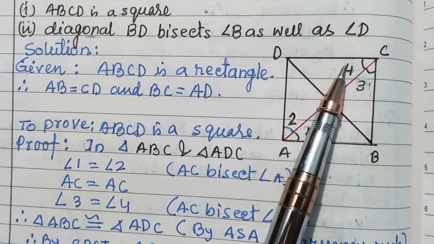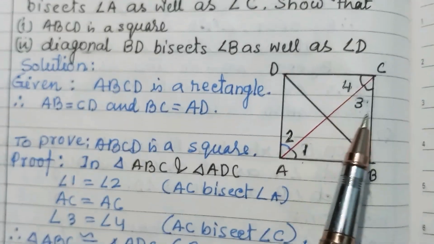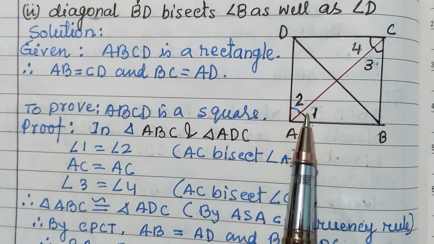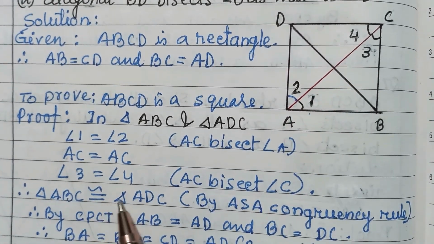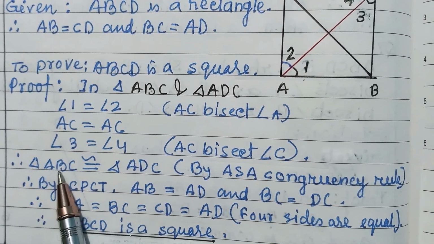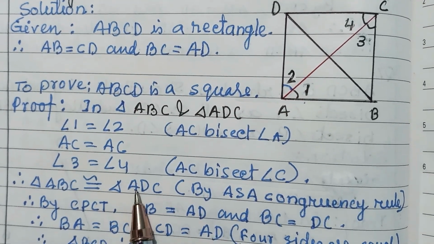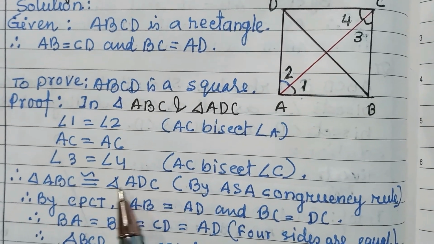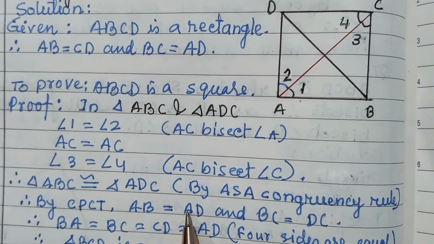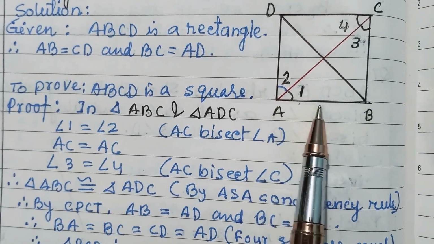Okay, AC bisect angle A as well as angle C, that has given. So 3 equal to 4 and AC is the common side. Therefore by angle side angle congruency rule, triangle ABC is congruent to triangle ADC. If these two triangle are congruent, then by CPCT AB is equal to AD. These corresponding sides are also equal.